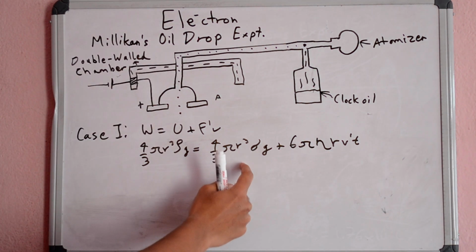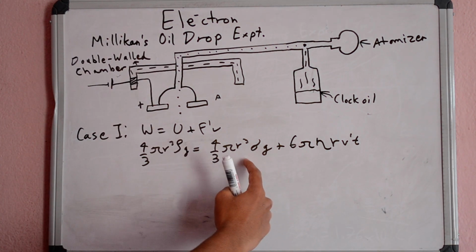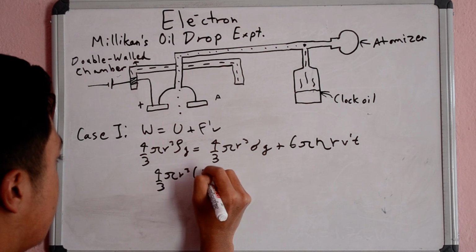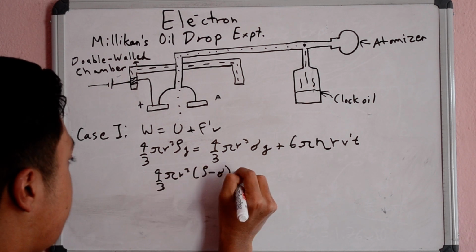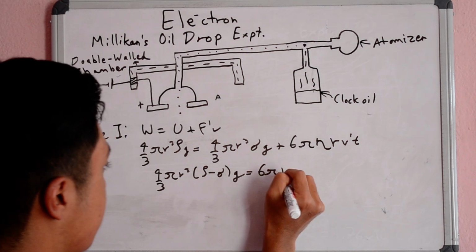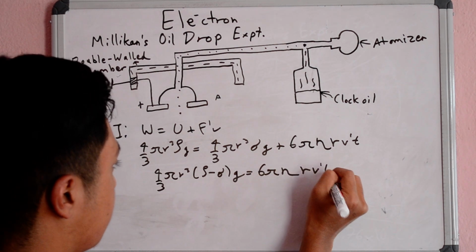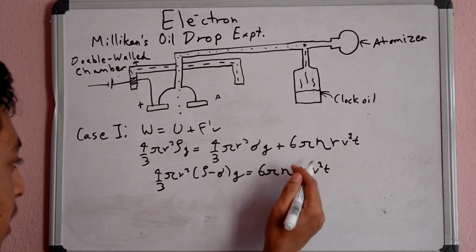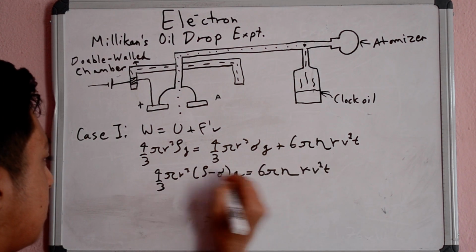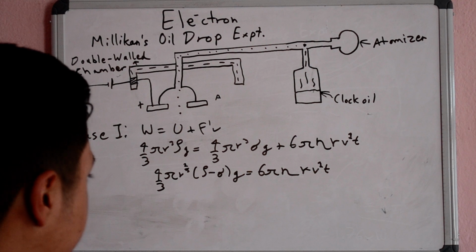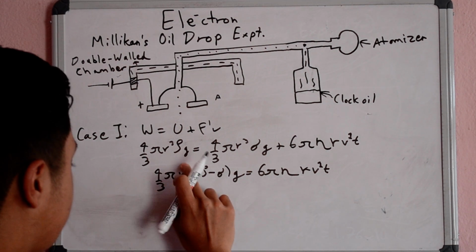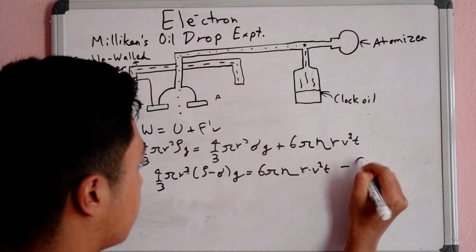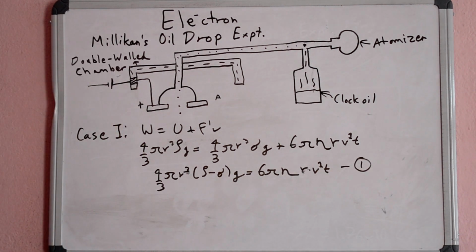So we can take this to the right hand side and we'll get 4 by 3 pi r cube common, rho minus sigma g, is equal to 6 pi eta r terminal velocity 1. This is not dash, this is 1, okay? And here there is radius on both sides, the radius cancels, giving us r square. Actually, we'll just keep it here. Let's say this is equation 1, which we will need for future purposes.